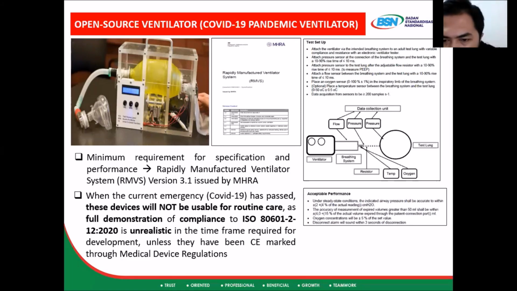And for the volume, it shall be within 4 plus 50% of the actual volume. And the oxygen concentration will be plus minus 5% of the set value. So the actual purpose of this test setup is to ensure that the actual value is under the tolerance of the set value.